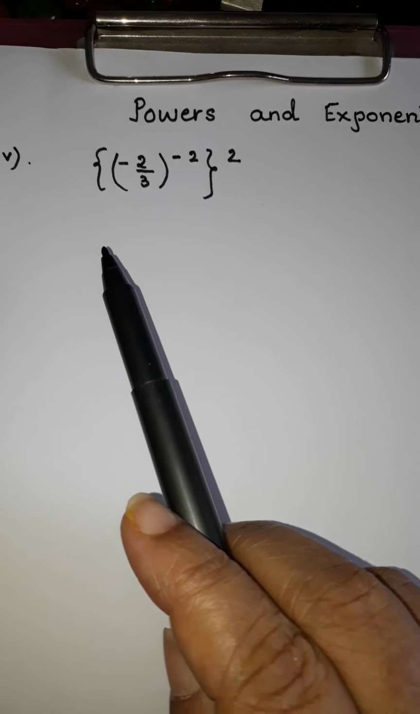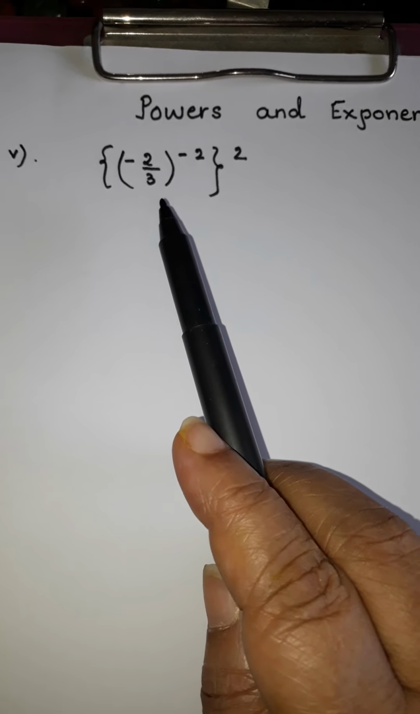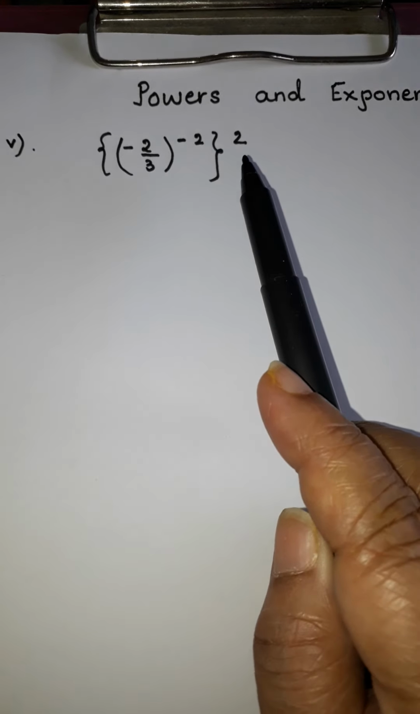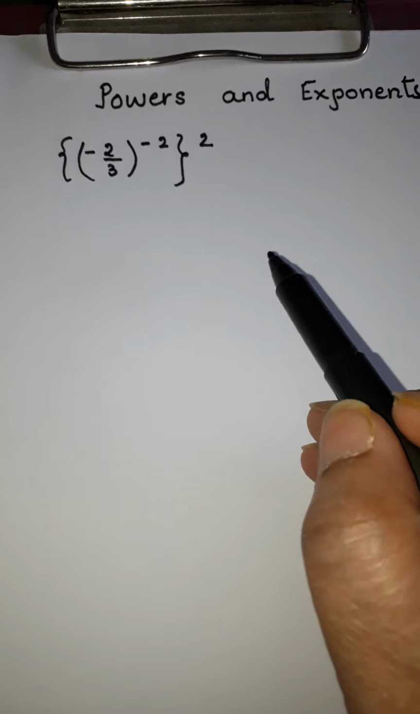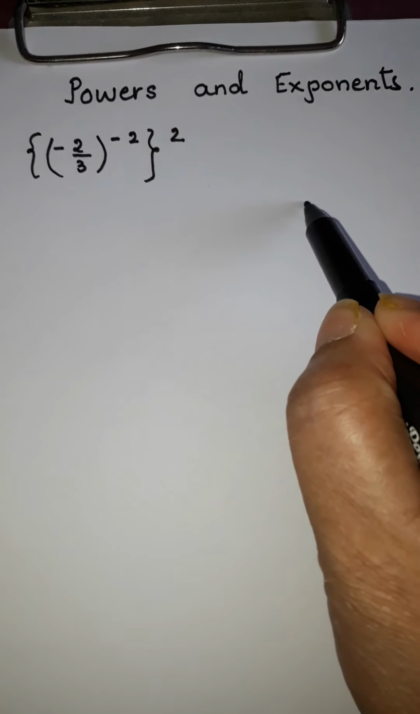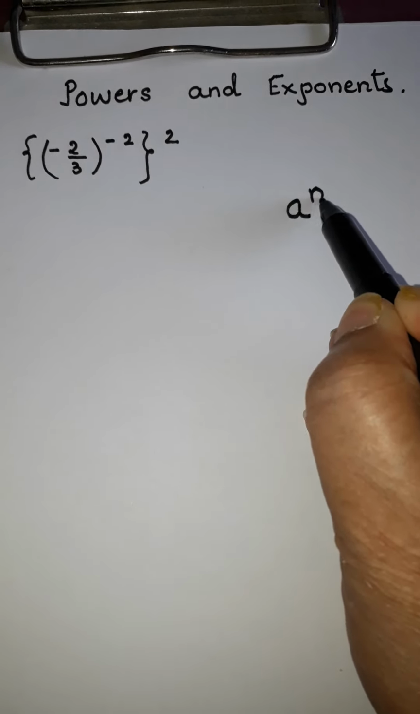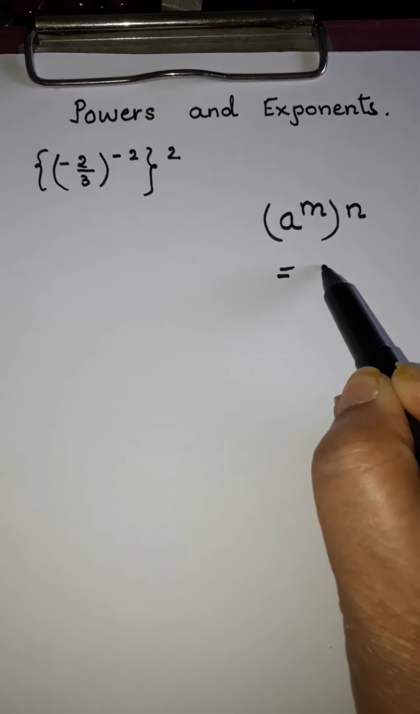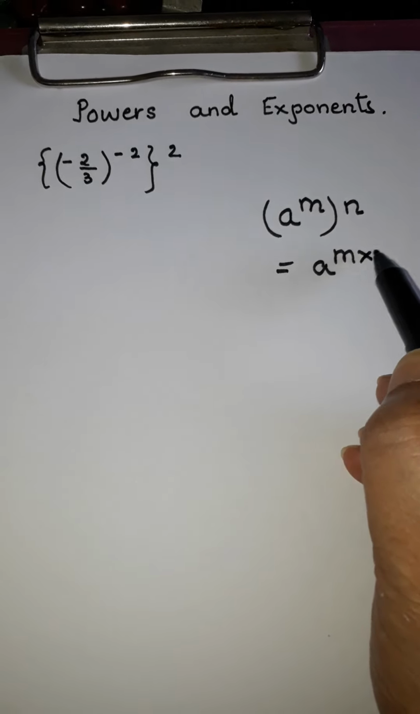Let's see the sum. It's (-2/3)^-2, and the whole thing again raised to the power 2. In such a sum we apply the property of anything raised to the power m that is again raised to the power n. So we multiply the powers together.